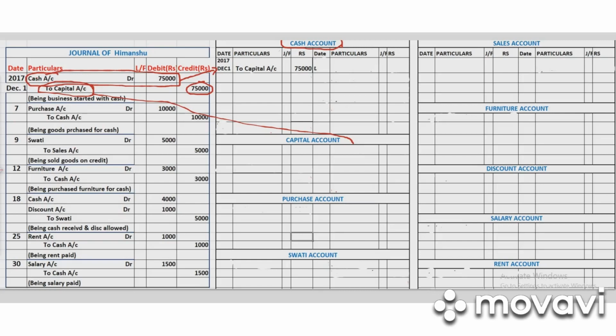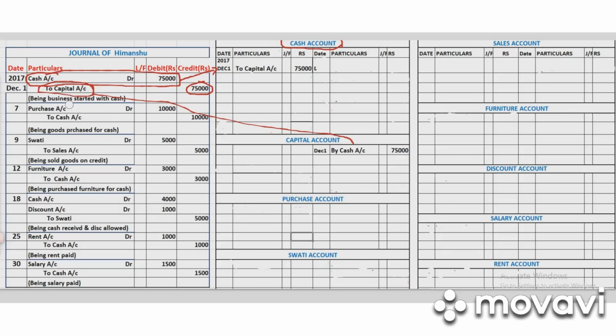Okay. So how will it be written? See how it is written. The same date, then it is written by cash account. Now I hope you understood how these accounts are written in the corresponding places. Right? So the first entry.